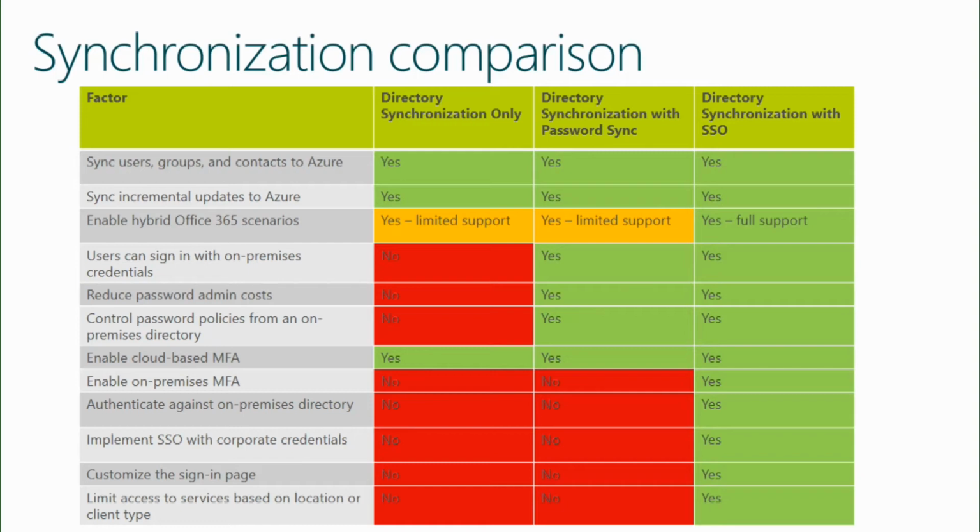And then finally, you have directory synchronization with single sign-on. With directory synchronization and single sign-on, it will actually use your on-premises Active Directory as the source of authentication, as the primary location for authentication, but still allow you to log on to any resource that references Azure Active Directory.